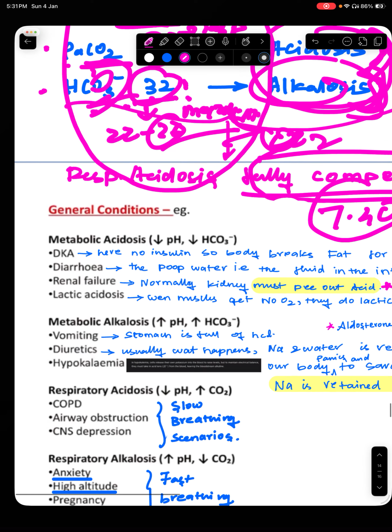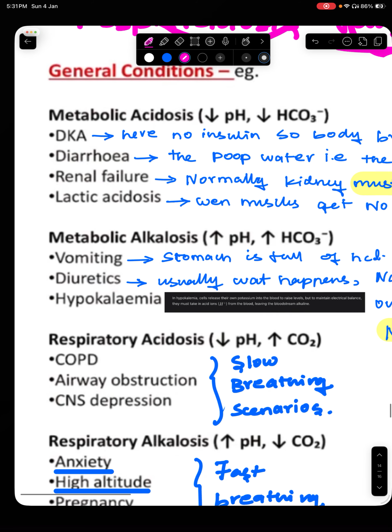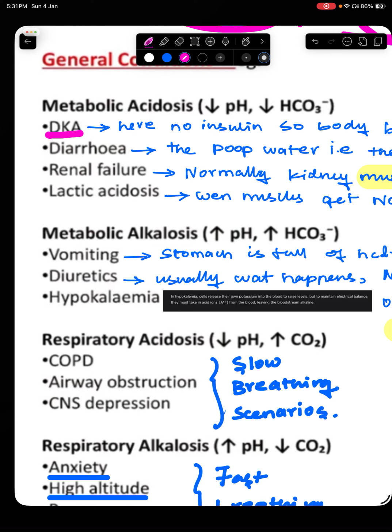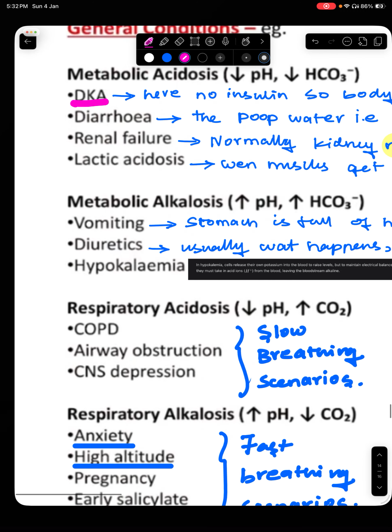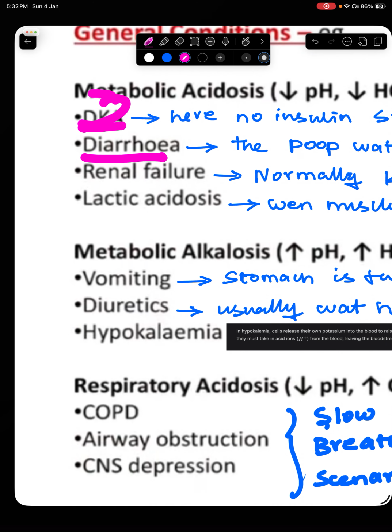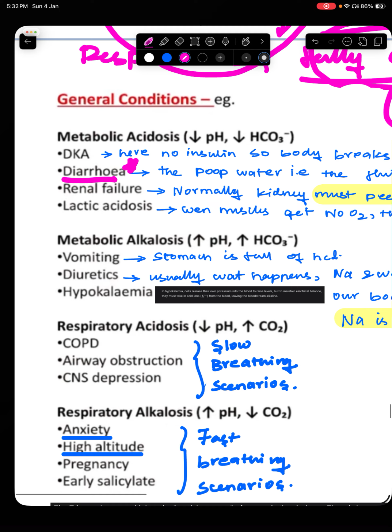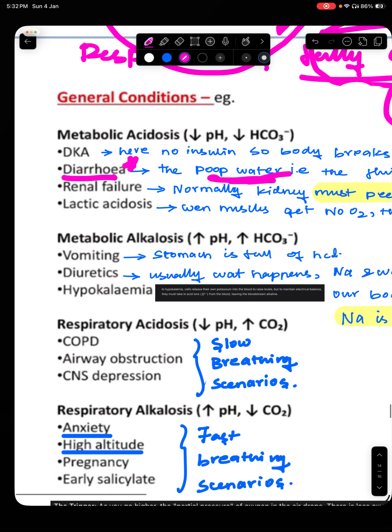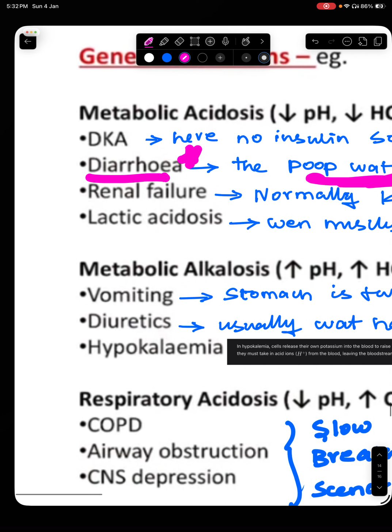So, general conditions, guys: metabolic acidosis. DKA, where our body burns fat and produces a lot of ketone bodies. Diarrhea, guys: our stomach has a lot of HCl, and the HCl goes out during diarrhea. Also, the water in the intestine is rich in bicarbonate, rich in bases, so if it goes out, metabolic acidosis will happen.